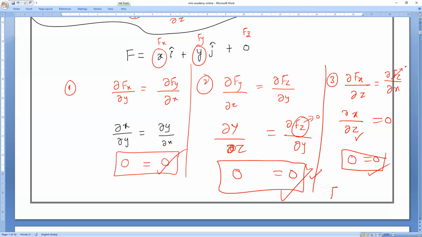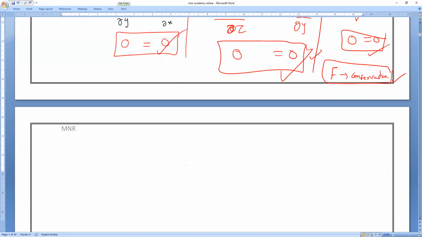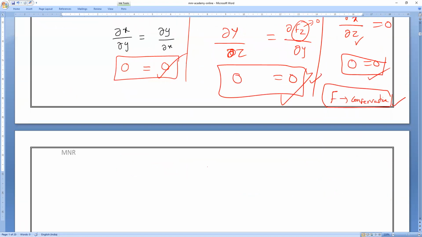So the given F is a what? Conservative or non-conservative, everybody? The given F is a, please respond. Conservative. If it satisfies the three cases, then it is called conservative. Okay, so this is the first question. My first question might feel difficult, but if you solve 3 or 4 questions, then definitely people can experience it.